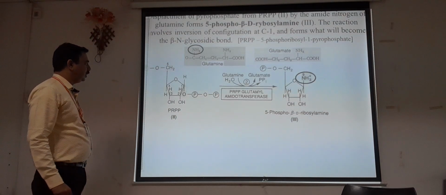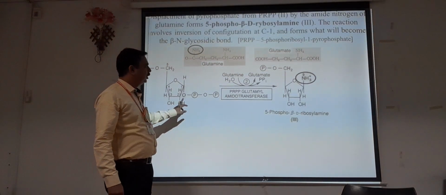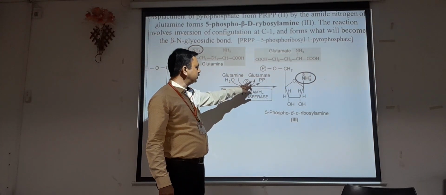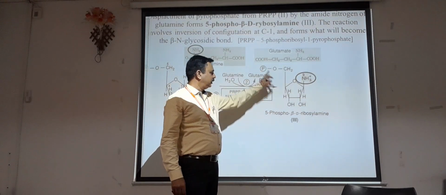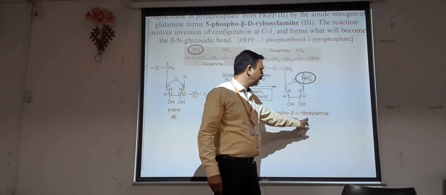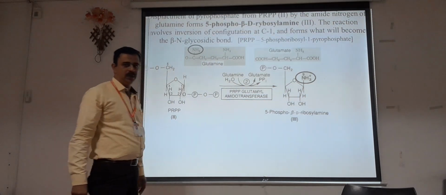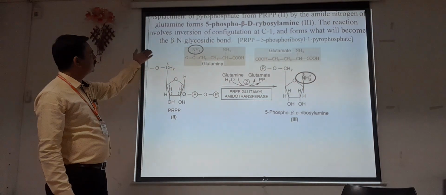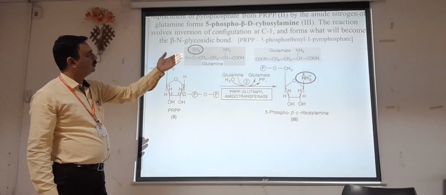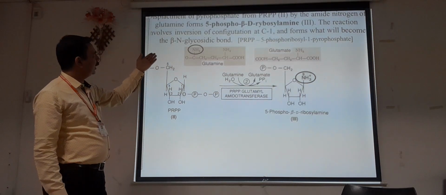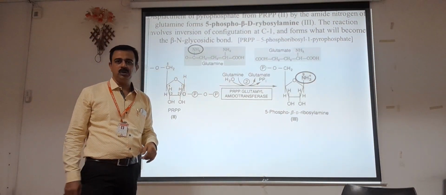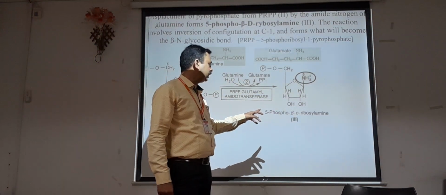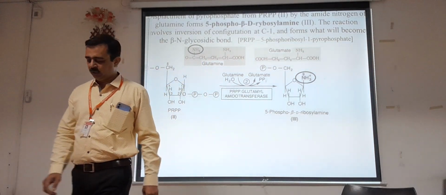In the second reaction, with the help of the enzyme PRPP glutamyl aminotransferase, glutamine is converted to glutamate and 5-phospho-beta-D-ribosylamine is generated. The reaction involves inversion of configuration of C1 and forms the beta-N-glycosidic bond. So formation of the beta-N-glycosidic bond takes place, and ultimately this product, 5-phospho-beta-D-ribosylamine, is generated.